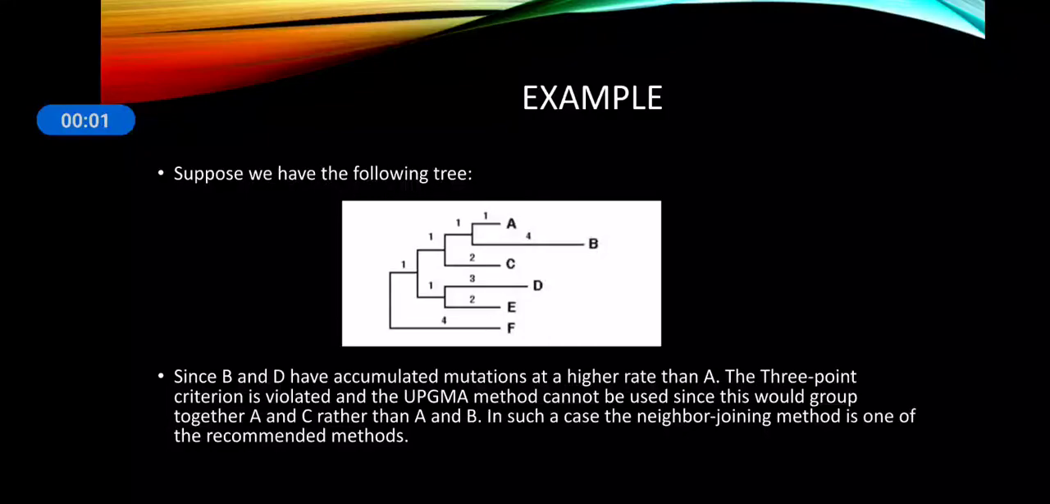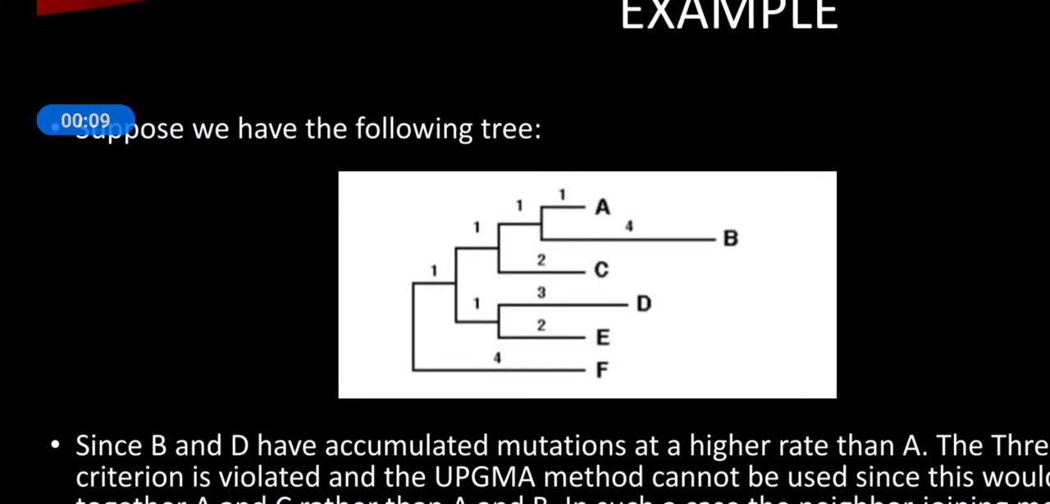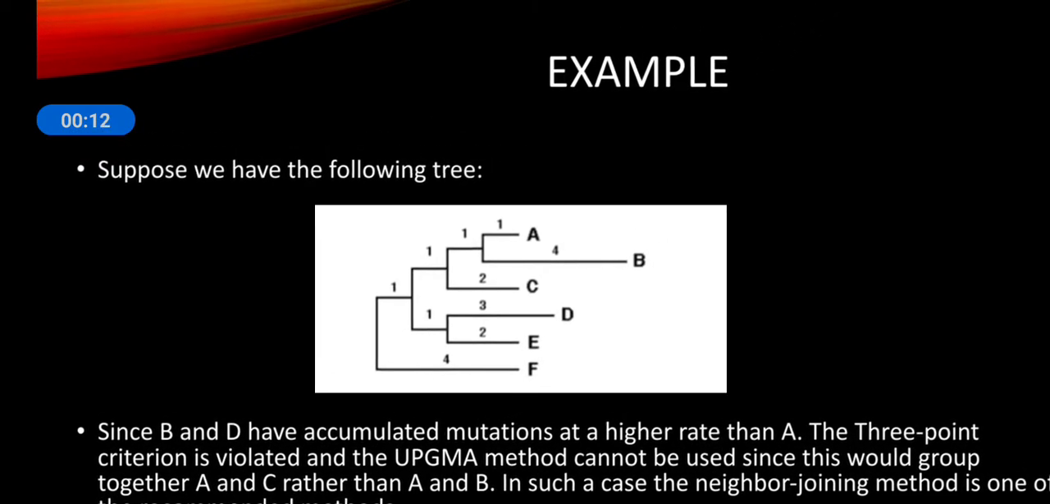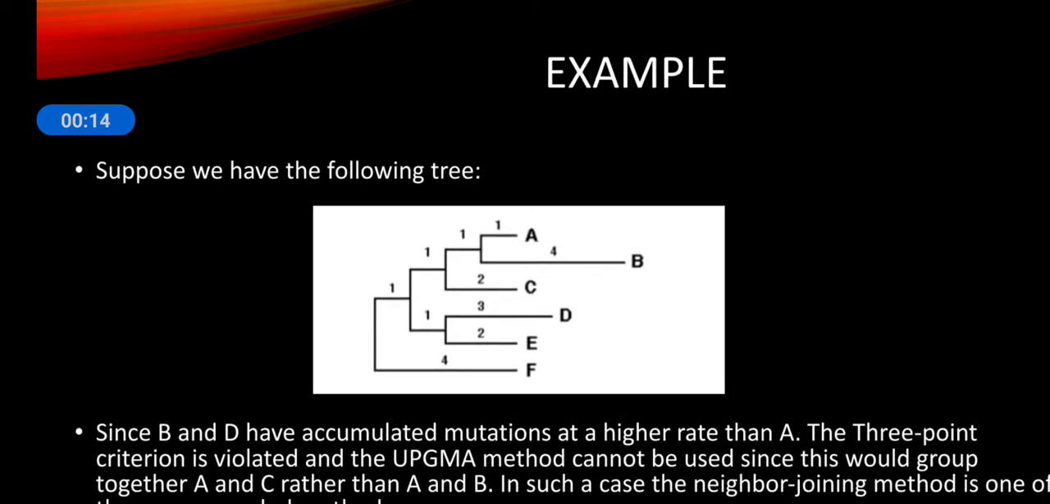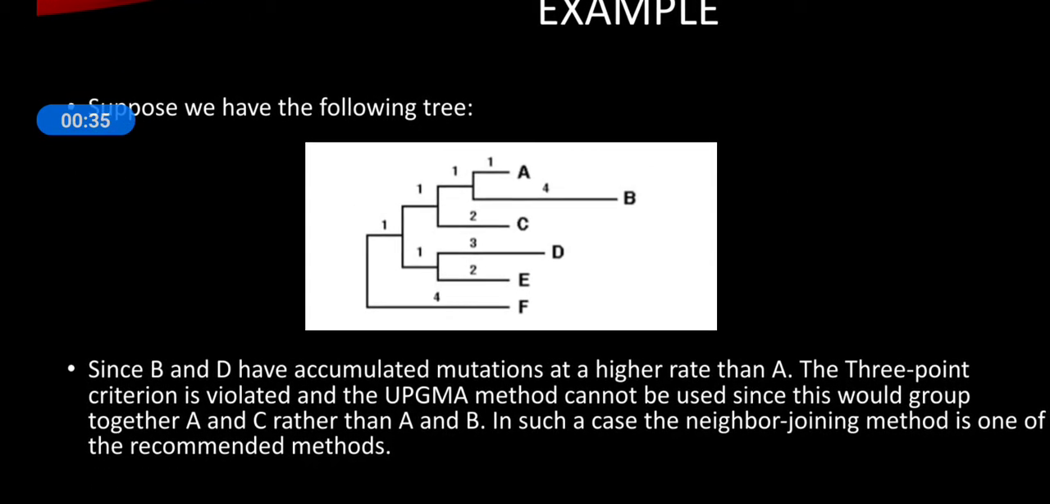Now we will explain the neighbor joining method with an example so you can understand it better. First, consider this tree. Here you can see B and D have accumulated mutations at a higher rate than A. So you cannot use the 3-point criterion that is used in the UPGMA method, and you cannot apply UPGMA to construct trees. Here the neighbor joining method is the recommended method.